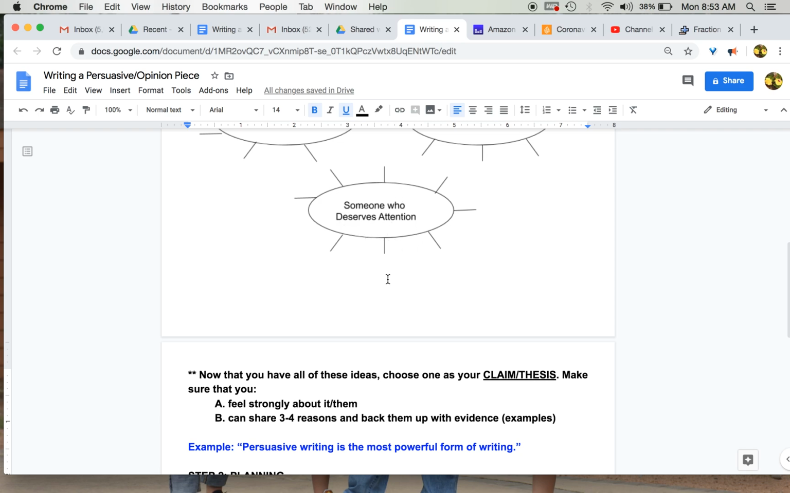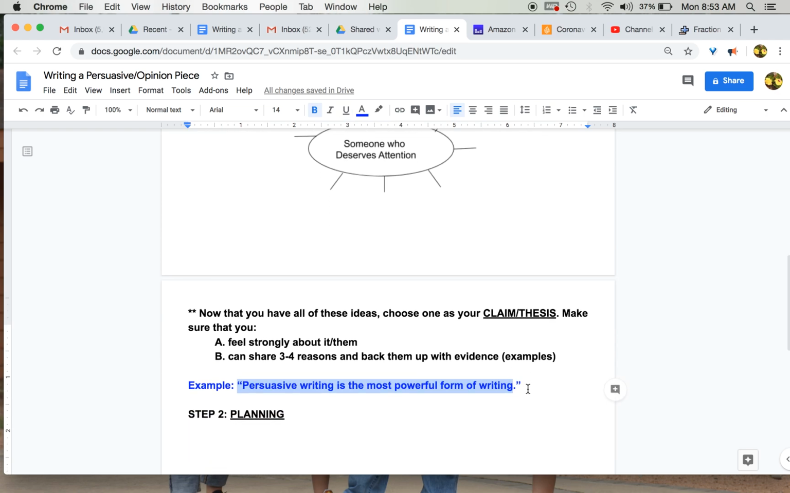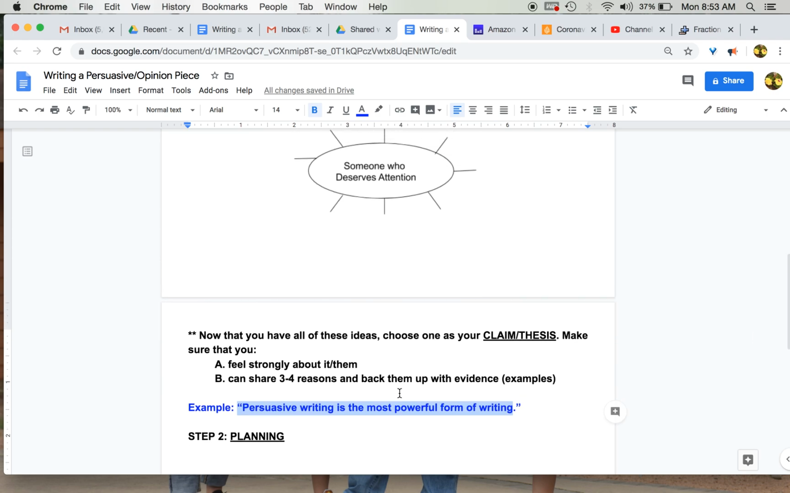You can't just say, "I'm going to write an opinion piece about my mom," or "I'm going to write a persuasive piece about my mom." You've got to turn it into an actual statement or a claim, right? That's why it's called a claim or a thesis that you're defending, that you're giving reasons about. So I can't just say, "I'm going to write about persuasive writing." I have to actually say a sentence, which is persuasive writing is the most powerful form of writing.